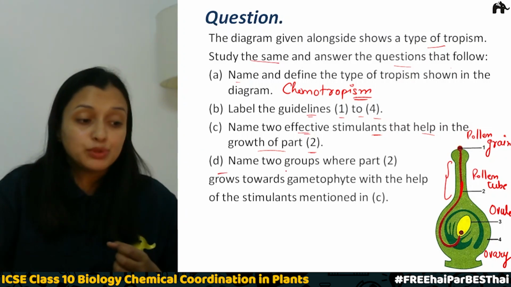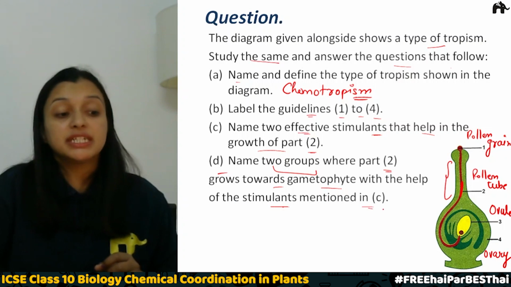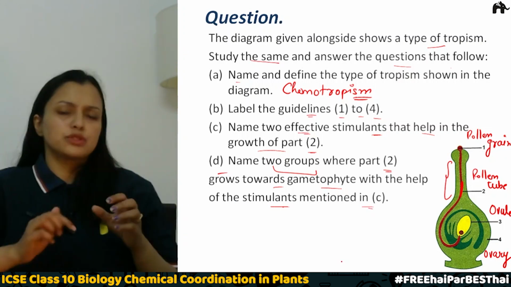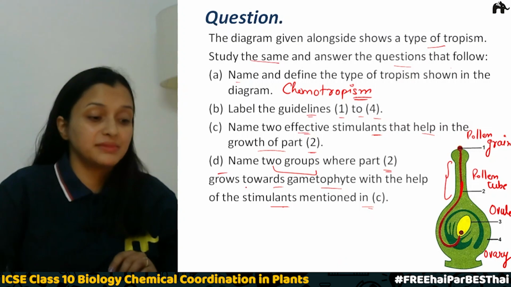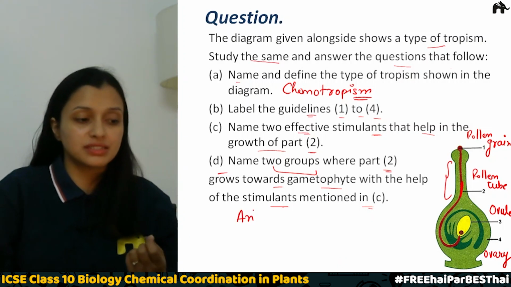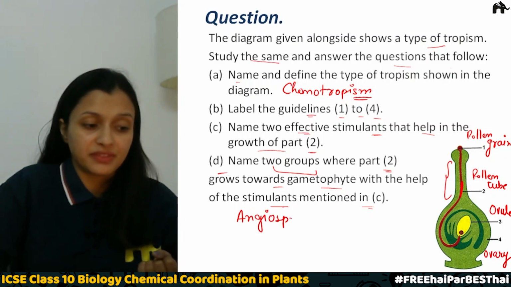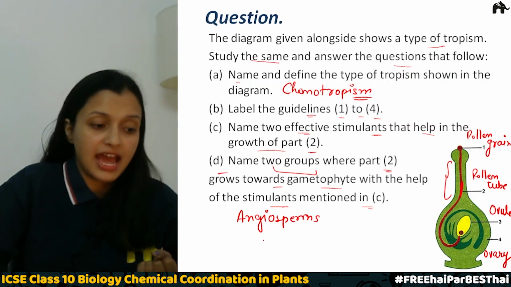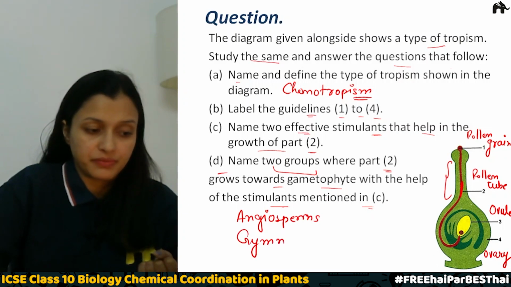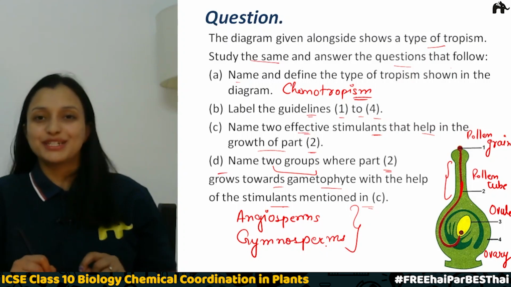D part, name 2 groups where part 2 grows towards the female gametophyte with the help of the stimulant mentioned in C. We have already studied in chemotropism that the 2 groups where we can see this type of movement towards the female gametophyte are angiosperms and gymnosperms, right? Clear? So I hope this question is clear to everyone.